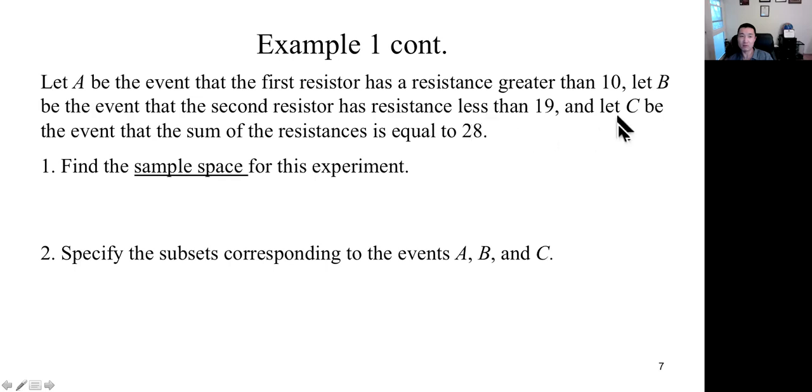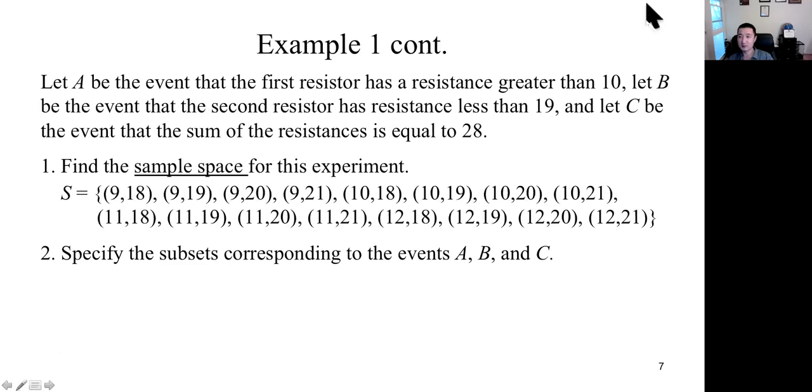Okay, and event C is the sum of the resistance is equal to 28. So let's find out what the events A, B, and C are. First of all, let's find the sample space. The sample space again is all the possible outcomes.